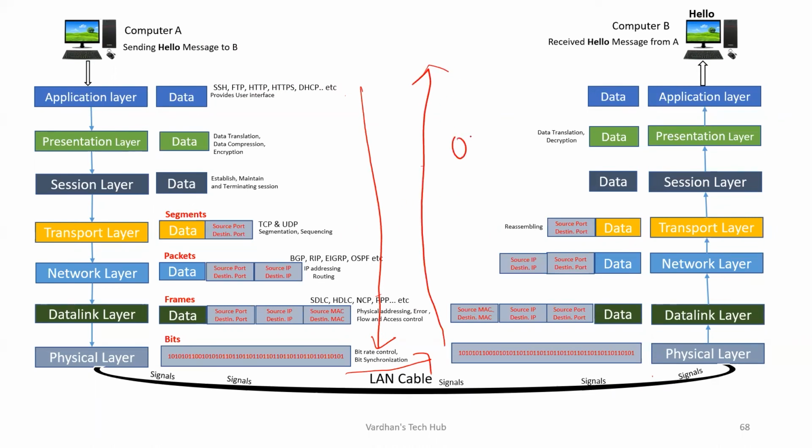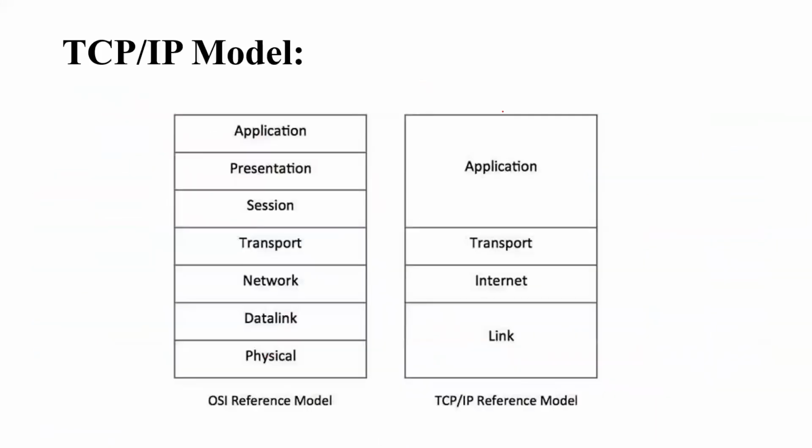Okay, this is about the OSI reference model, which is a very important one. And then we have one more model that is called the TCP/IP model. Here, if you observe, the TCP/IP model has four layers: the application layer, the transport layer, the internet layer, and the last one is the link layer.